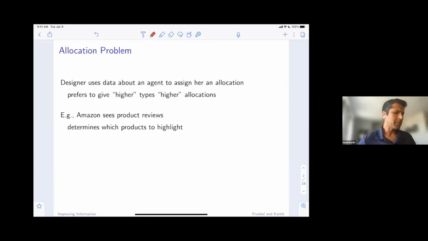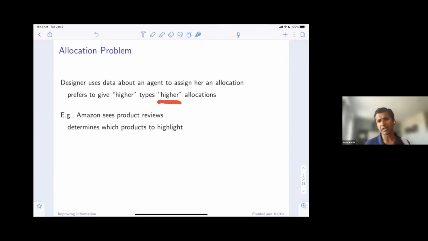So we're thinking about problems in which there's a designer, could be a firm, could be a government, could be other kinds of entities, that is using data about an agent in order to assign the agent an allocation. And crucially, the data that the agent produces is under the control of the agent, at least to some extent, okay? And we're thinking about problems in which the designer wants to give, in a certain sense, higher types of the agent higher allocations, okay? And of course, I will make that precise.